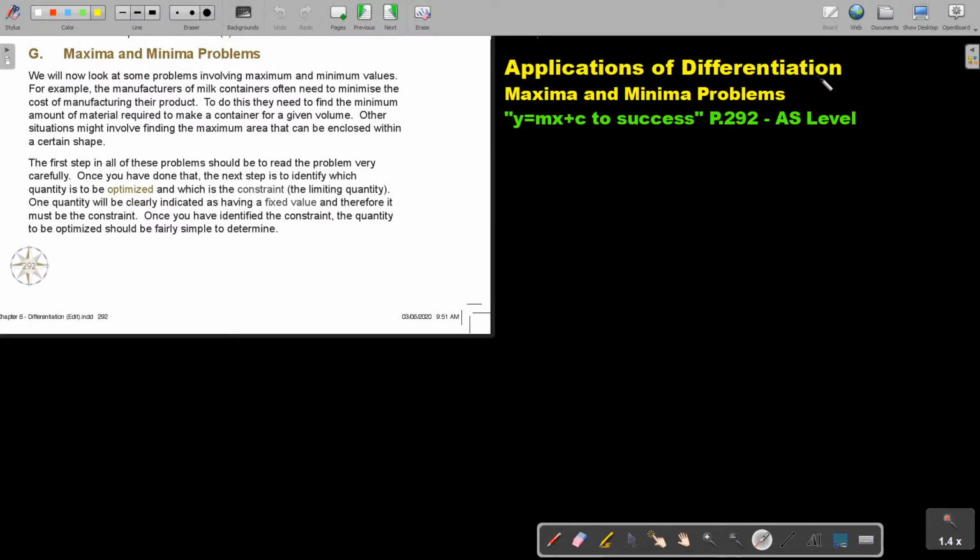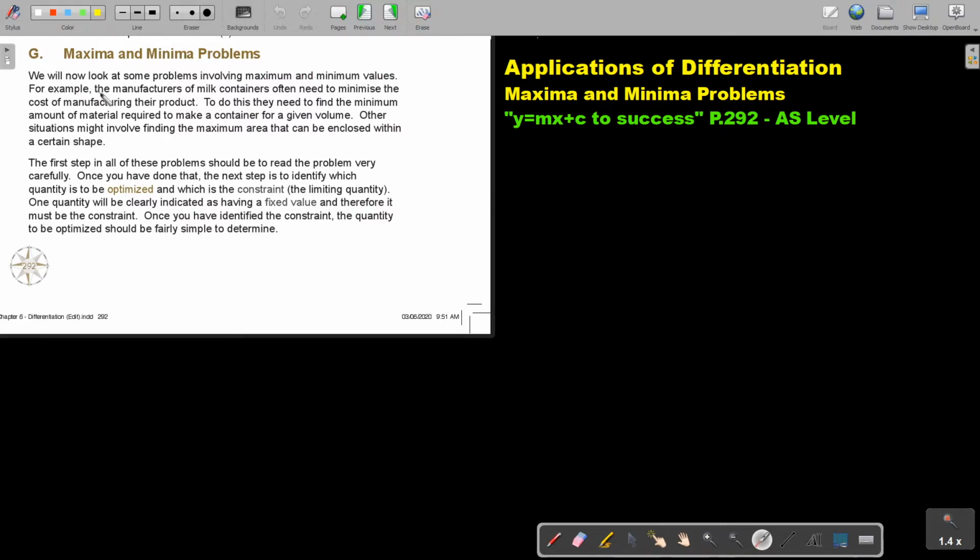Applications of differentiation. In this video, we are going to focus on maxima and minima problems. You will find this on page 292 in the Namibian AS-Level Mathematics textbook. Maxima and minima problems. We will now look at some problems involving maximum and minimum values.